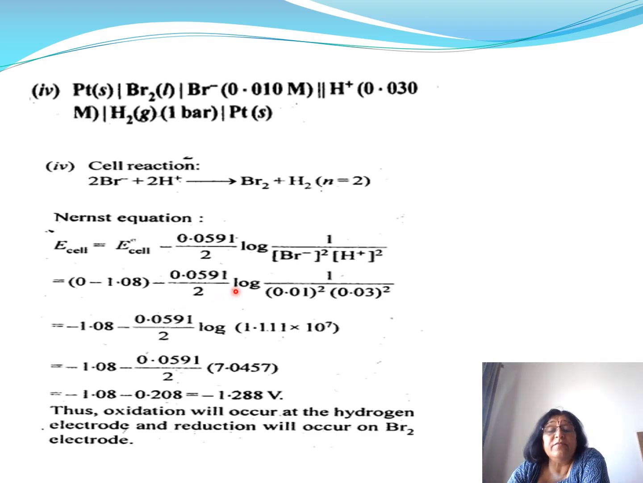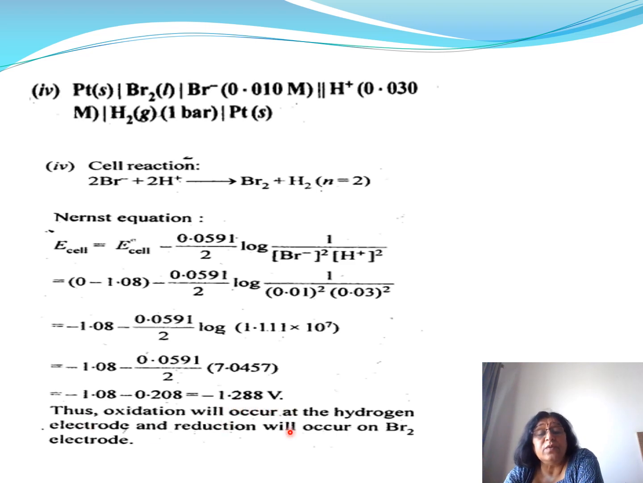Minus 0.059 upon 2 log 1 upon 0.01 square into 0.03 square. So this comes out to be 1.08 minus 1.08 minus 0.0591 upon 2 log 1.111 into 10 to the power of 7 minus 1.08 minus 0.059 upon 2. Now when you take the log, this 10 to the power of 7 is 7.0457. So this comes out to be 0.208. So on adding this to minus 1.22288 volts.